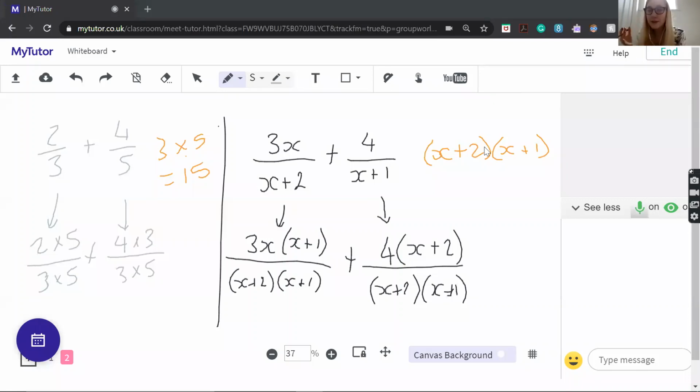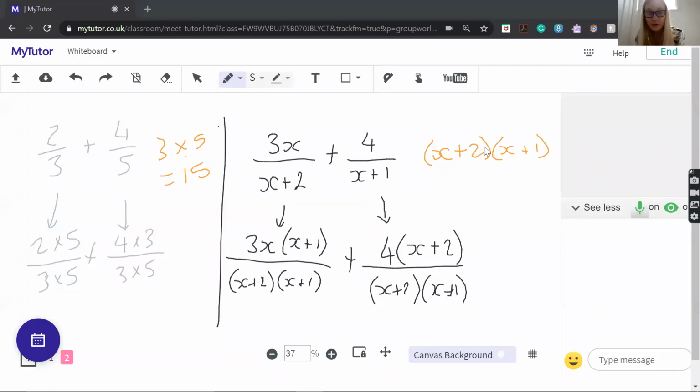I think everything always looks a lot more confusing when you throw terms with x in there, but it's really not. I mean, obviously it's harder. But if you ever get stuck, just think about, what would I do if these were just numbers? What would I do if there were no x's? And do exactly the same process, just with horrible letters in there.